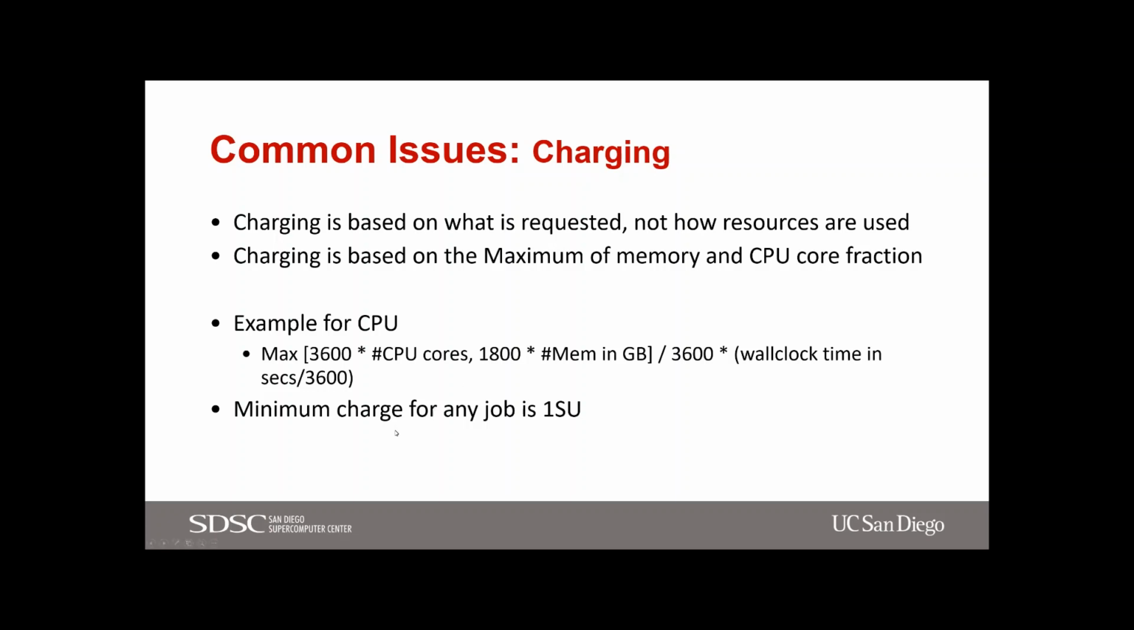One other big consideration that you should keep in mind is the minimum charge for any job. So if you run a really short job that runs for 5 seconds, it uses 1 core, it's going to be charged 1 SU. 1 SU, 1 service unit, is 1 core for 1 hour. So if you run a job for 5 seconds on 1 SU, or a job for 60 minutes, it's going to be the same charge. So if you have a lot of little tiny jobs, you're going to want to bundle those together so that you submit only one job.